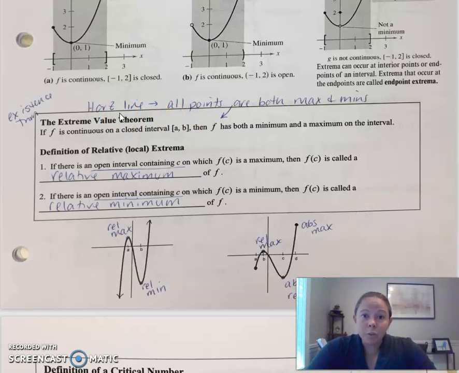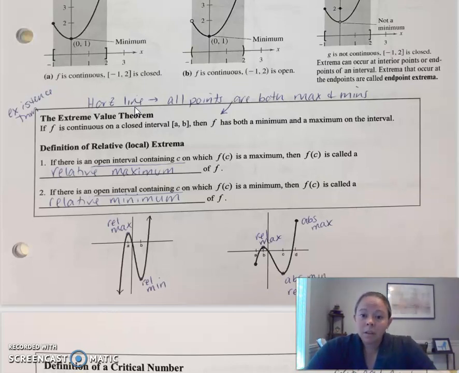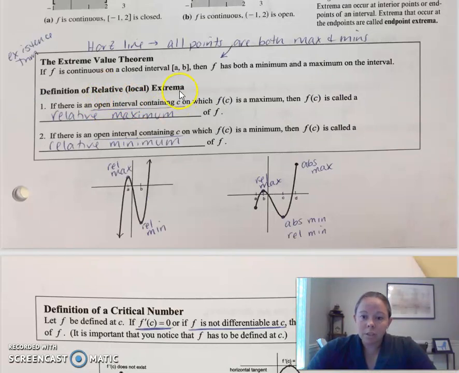Now, when I first read that, when I started teaching Calc AB, I said, what about the horizontal line? Well, that means all points are both max and mins, meaning you can have more than one max and more than one min. Okay, now, relative extrema.